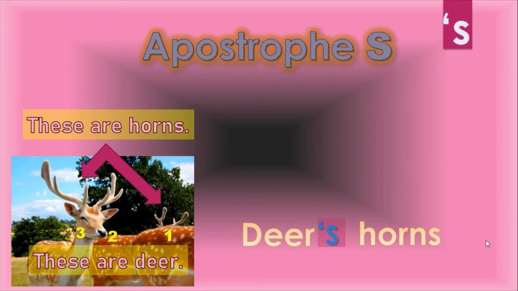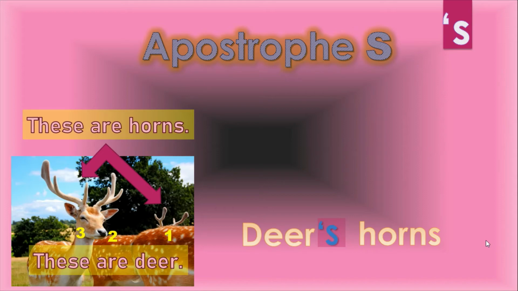So deer, horns. Who owns what? Who possesses what? So the deer are the ones with the horns, right? So the deer possess the horns. So deer's horns. Okay, so let's repeat that. Let's say it together. Deer's horns. So we put the apostrophe S to the deer because the deer are the owners of the horns. In this case, they're plural, right? Or it could be singular, it's the same thing.